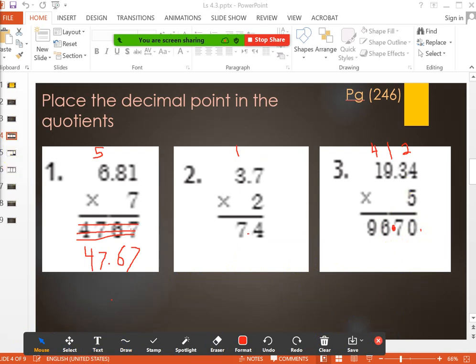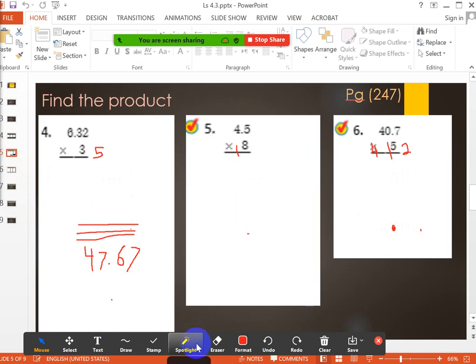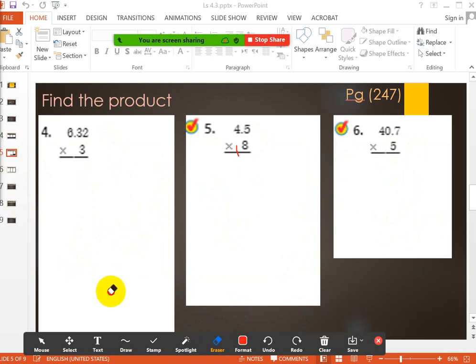Did you finish, girls, this exercise? Did you finish? Okay, thank you all. Let's move now to page 247 to find number 4. Okay, number 4 is 6.32 multiply 3. So I want to multiply 3 with 6.32.